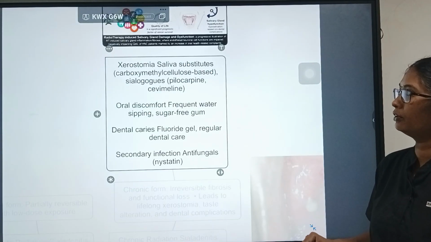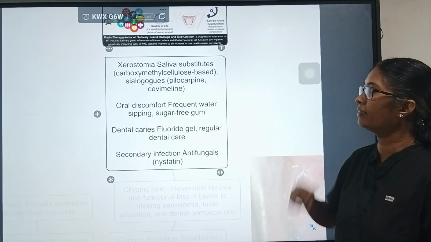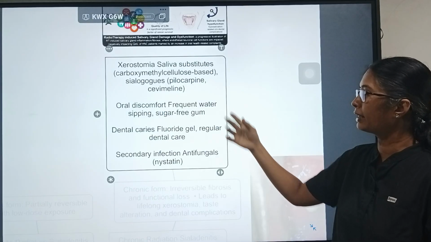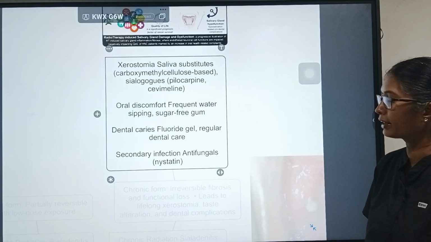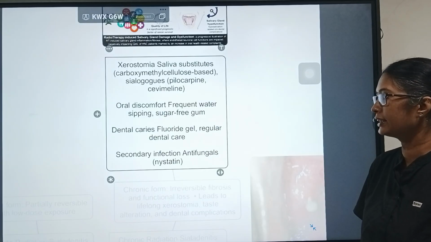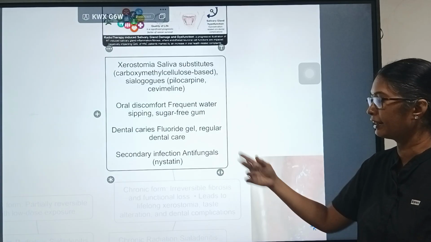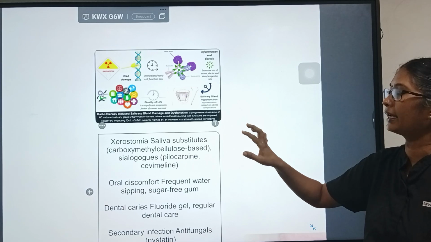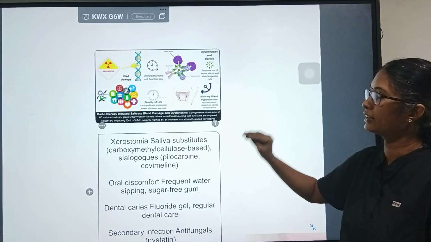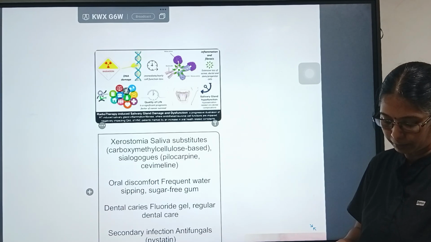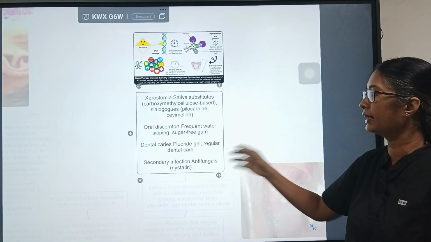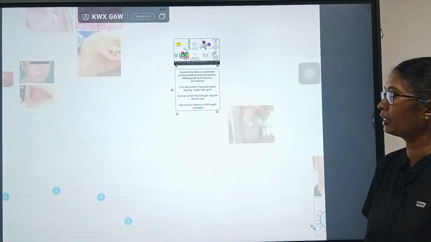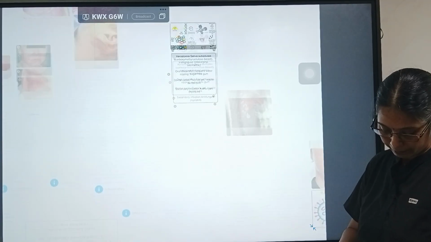For xerostomia, we can give saliva substitutes and sialogogues like pilocarpine. For oral discomfort, we can prescribe frequent water sipping and sugar-free gum. For dental caries, fluoride gel and regular dental care, and for secondary infection, antifungals such as nystatin can be given. So salivary irradiation for head and neck cancers might cause an acute reaction as well as a chronic one. The chronic one is irreversible, and the patient has to take all the measures to reduce the effect of xerostomia and other impacts for lifelong treatment.